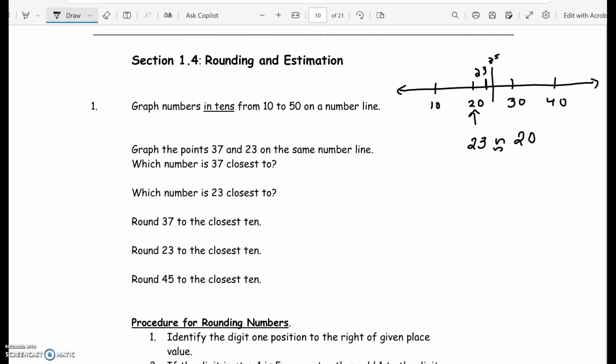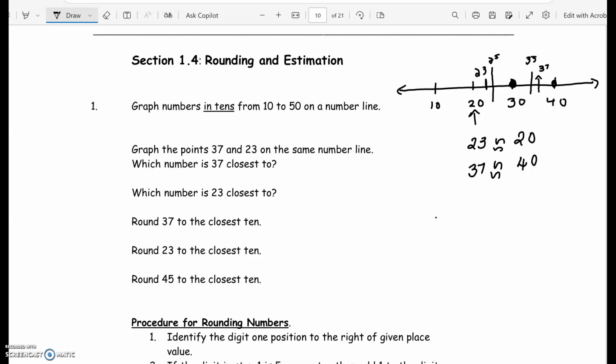Now suppose we have a 37. The midway would be a 35. 37 would be to the right of it, which means 37 lies between 30 and 40, but it's closer to 40 than it is to 30. So if we want to round 37 to the tens place, which means we are going to count in tens, then 37 would approximately be rounded to 40. So that's what rounding to the tens place really means.